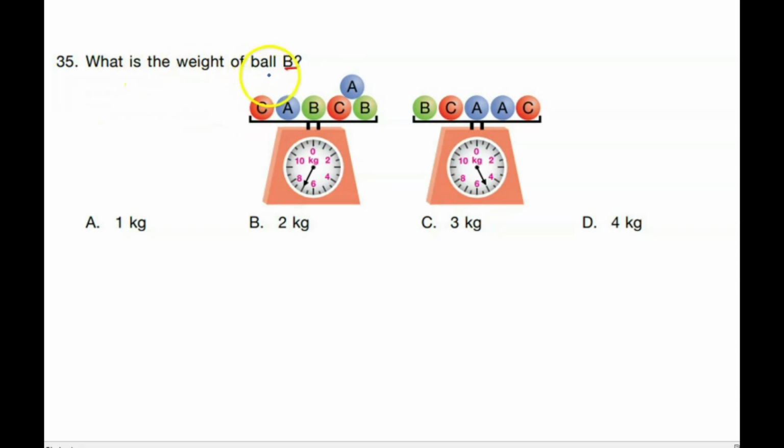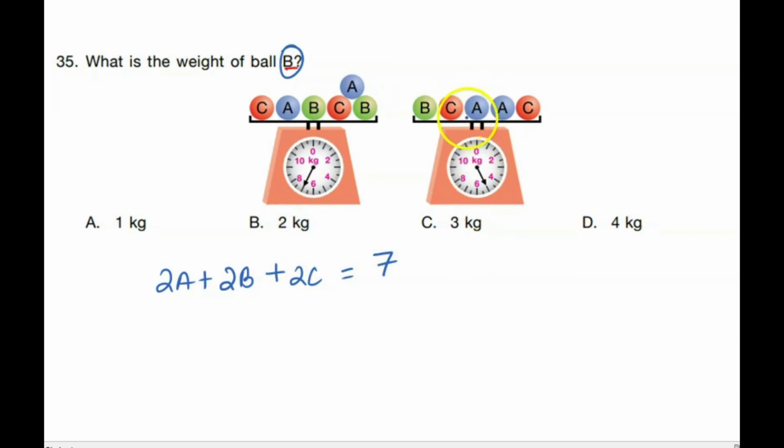What is the weight of ball B? We have to find the weight of ball B. Here we have 6 balls: 2 balls of A, 2 balls of B and 2 balls of C. Together the weight is between 6 and 8. So which is the number which comes between 6 and 8? That's 7.